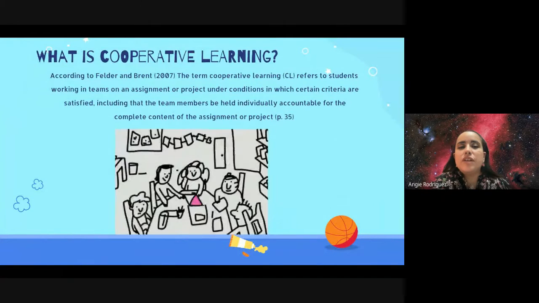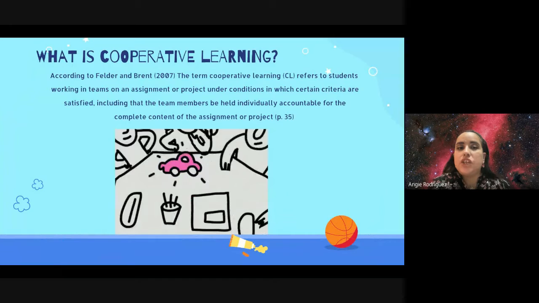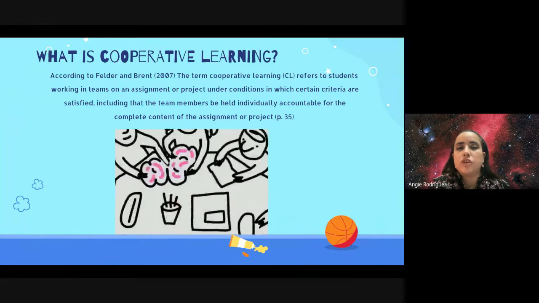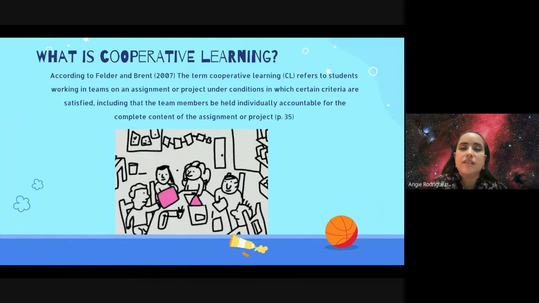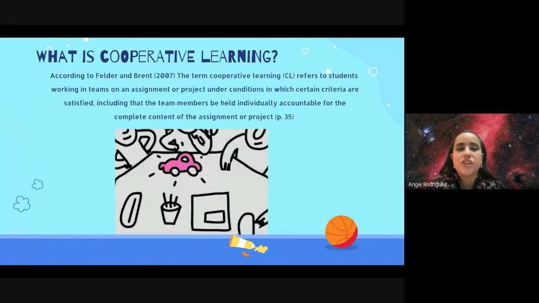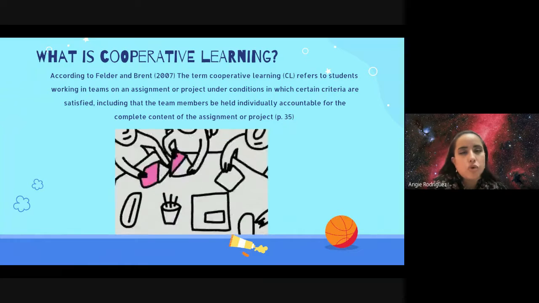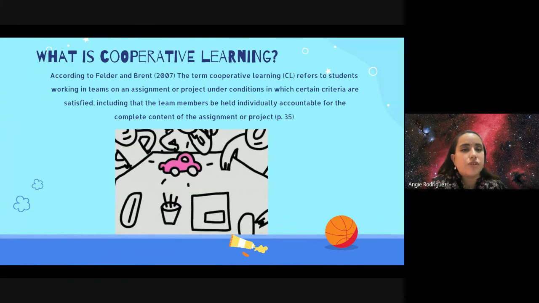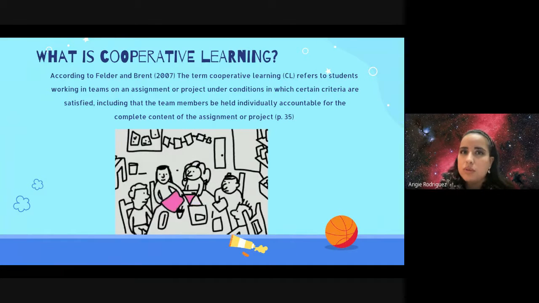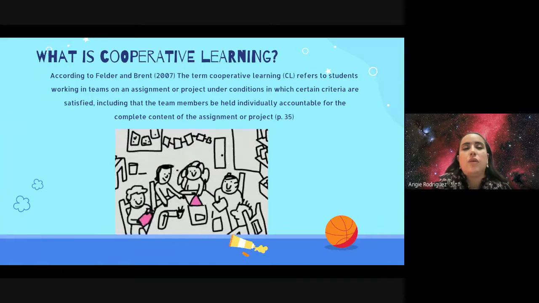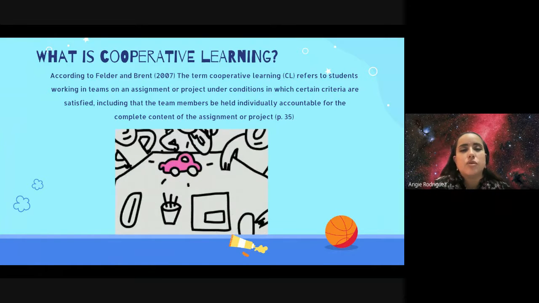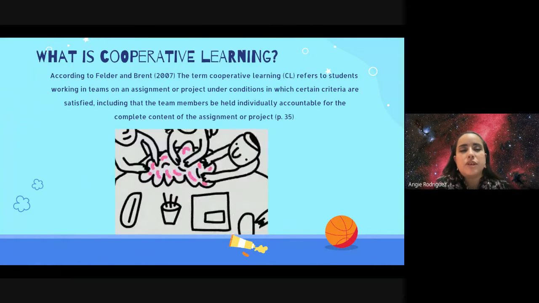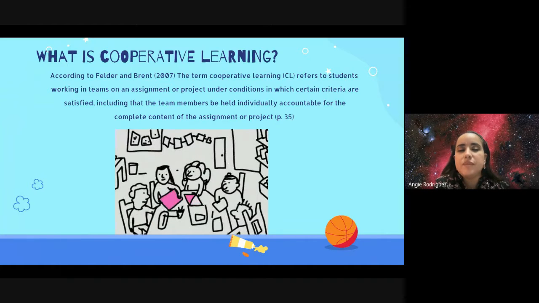So cooperative learning, I've given it a definition here of referring to students working in teams on an assignment or project under conditions that have a certain type of criteria depending on what the teacher or professor gives the students. And as long as, of course, they're satisfied, this includes team members being held accountable for their work individually and as a group as well. So this was from Felder and Brand 2007.